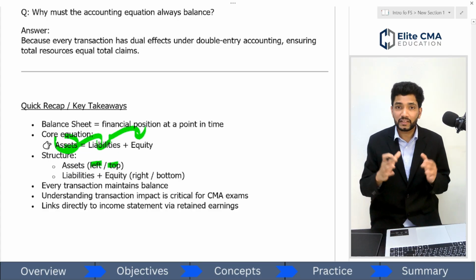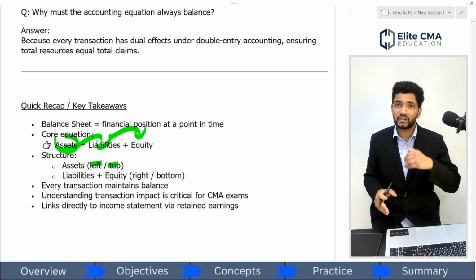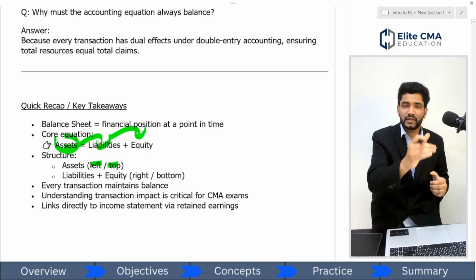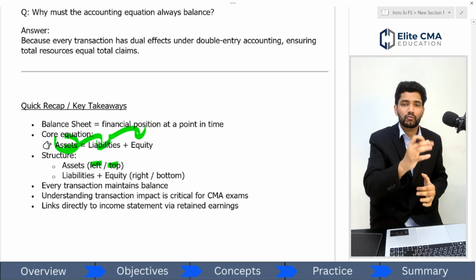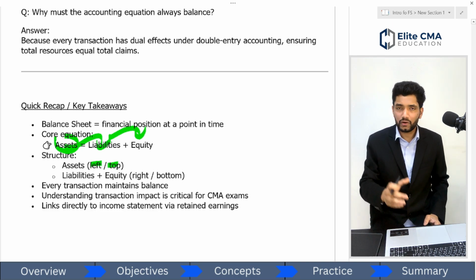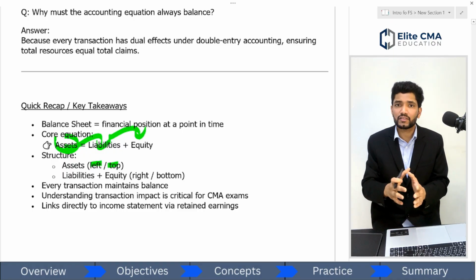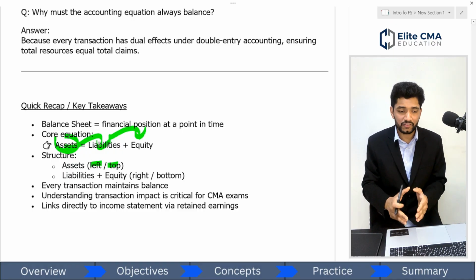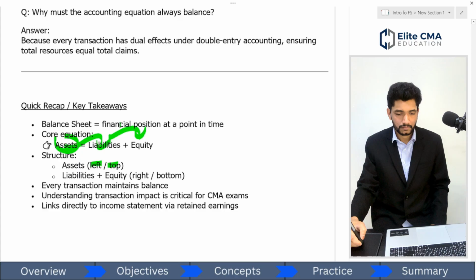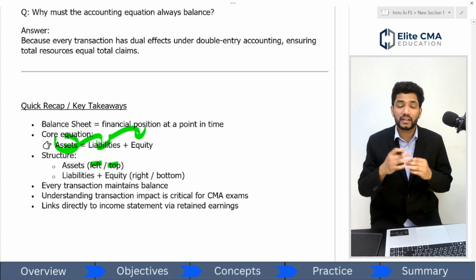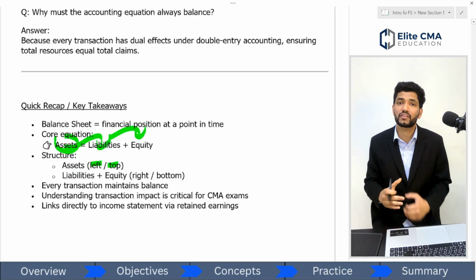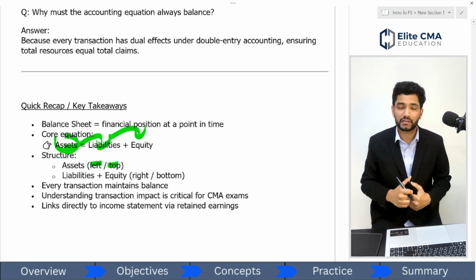Then every transaction maintains the balance in the balance sheet or in the statement of financial position, whether it is in the same category, one impact in asset and another impact also in asset, or one impact in the asset and another in the liabilities or equity, it is always maintaining the balance in the balance sheet. The balance sheet is directly linked to the income statement via retained earnings. The retained earnings section in the balance sheet comes directly from the income statement.